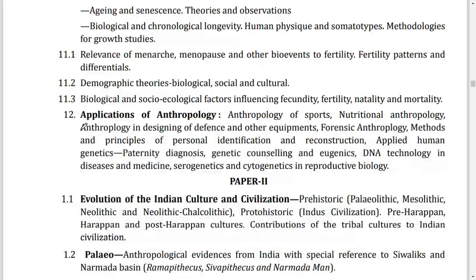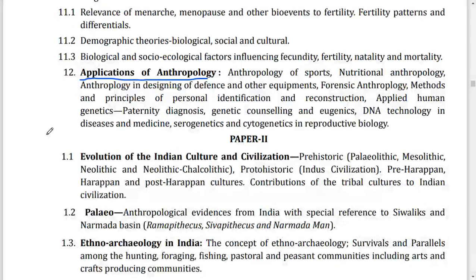12. Applications of anthropology. Anthropology of sport, nutritional anthropology, anthropology in designing of defense and other equipment, forensic anthropology, methods and principles of personal identification and reconstruction, applied human genetics, paternity diagnosis, genetic counseling, and eugenics, DNA technology in disease and medicine, serogenetics and cytogenetics in reproductive biology.